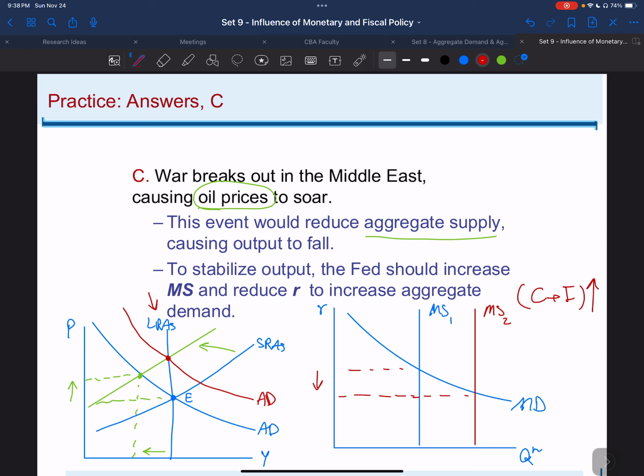The effect of that monetary policy is going to be to shift the aggregate demand to the right. Although we are getting back to the natural rate of output, we are also experiencing a permanent increase in the level of the prices. So using this policy resulted in a permanent inflation rate.